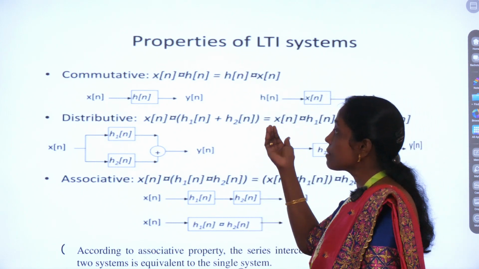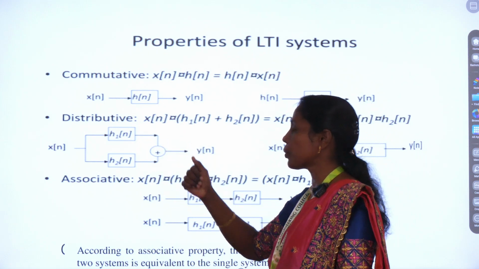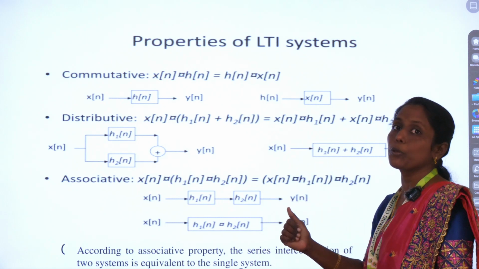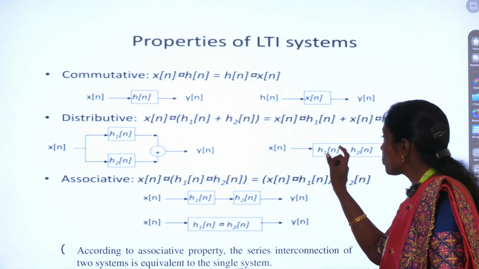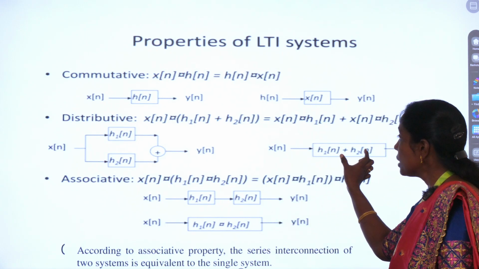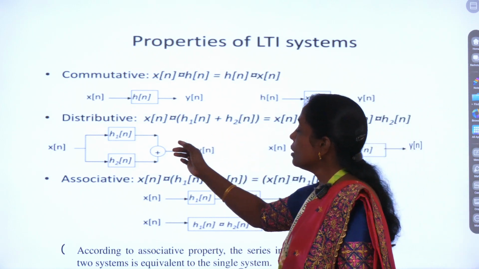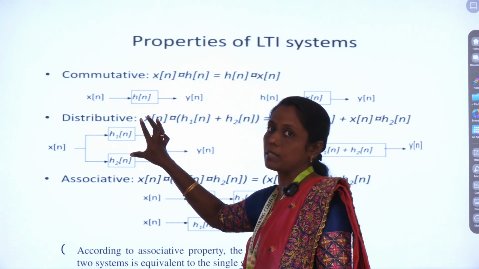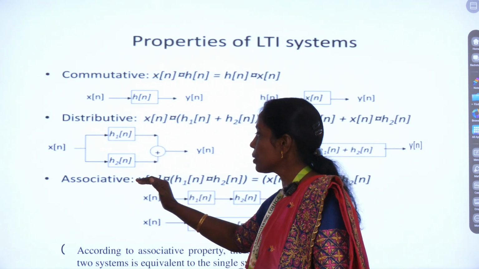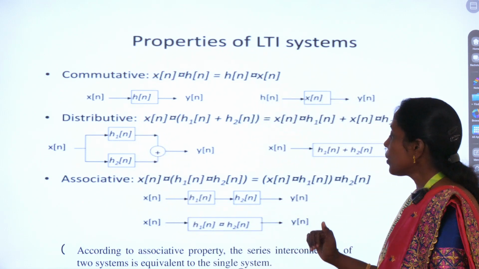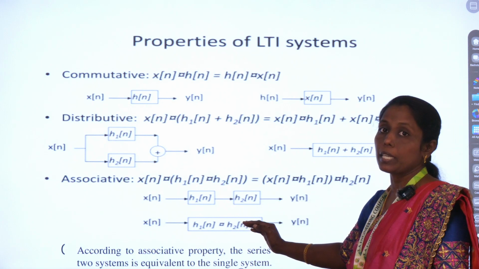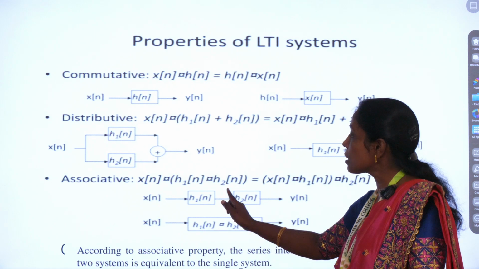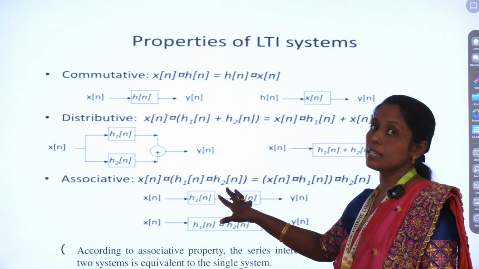And next, let us discuss the distributive property. As per the distributive property, the input to the sum of the systems is equivalent to the input to the sum of individual systems. Next, coming to the associative property. According to the associative property, the series interconnection of two systems is equal to a single system.